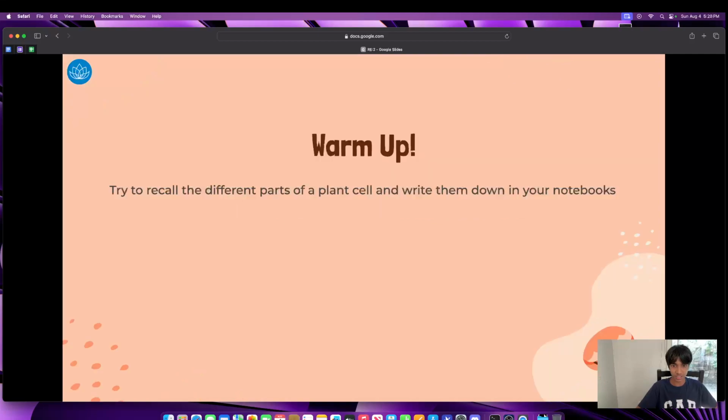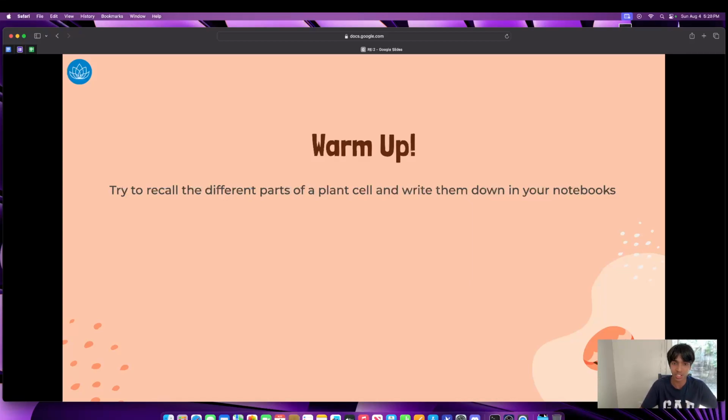So let's get started. Your warm-up is to try to recall the different parts of a plant cell and write them down in your notebooks. If you don't remember right now, that's completely fine. You can go to the previous slideshow if you have access, or the previous lesson video, and see the different parts of a plant cell which we discussed in the last class. You can pause the video to do that, obviously, and write it down.